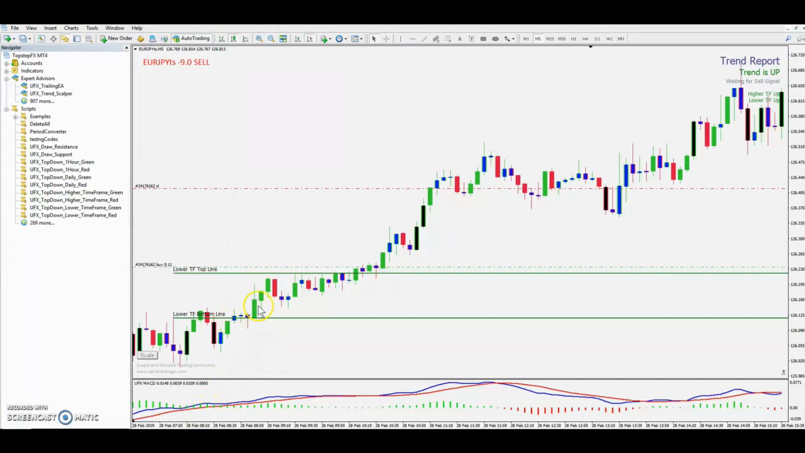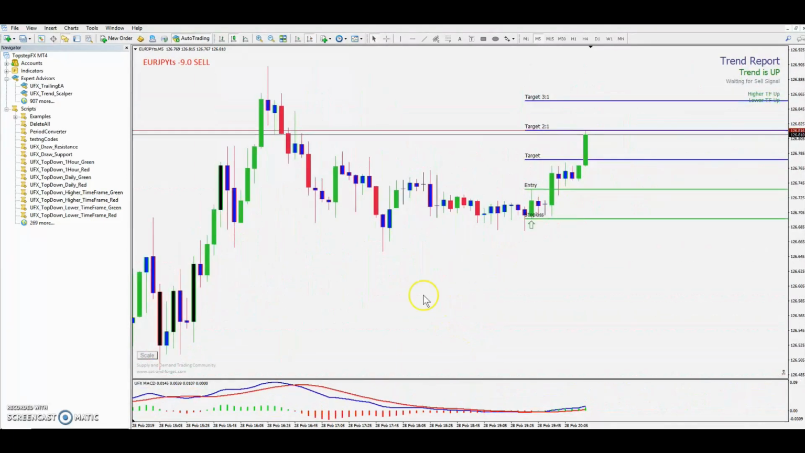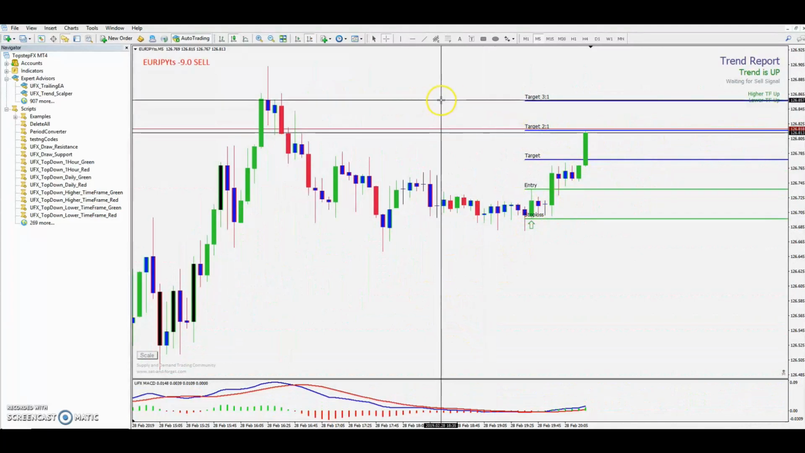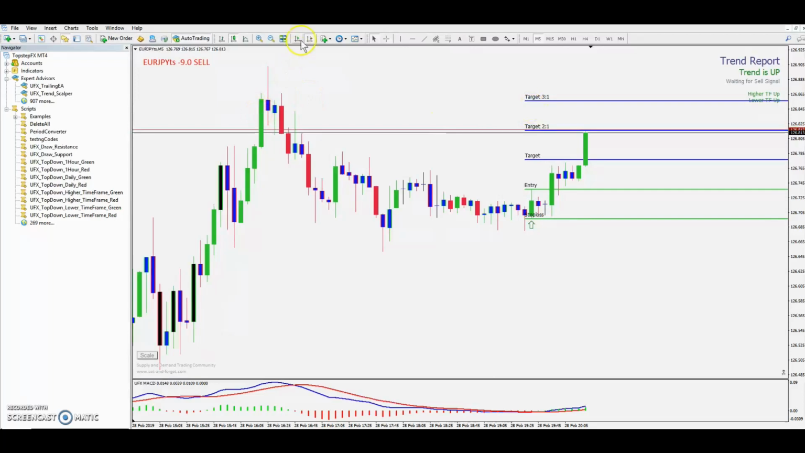Take the trade and let it go up to the 1 to 3 using trailing. As you can see, it's heading up pretty good. Looks like it would hit that 1 to 3 target. As you can see, you've got the resistance right here. So it's got a good chance of heading up to the 1 to 3.